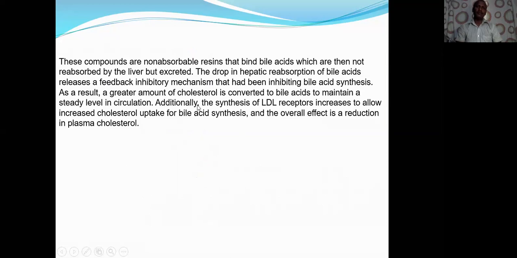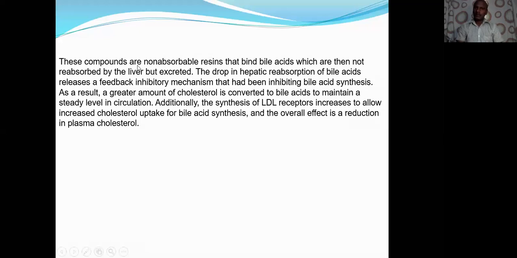And then the next one is the synthesis of LDL receptors: increased LDL receptors allow increased cholesterol uptake for bile acid synthesis. So the liver can also take up LDL. The first thing is that bile acid sequestrants prevent reabsorption and promote cholesterol metabolism. Another way is that the liver takes up LDL and causes the metabolism of LDL.